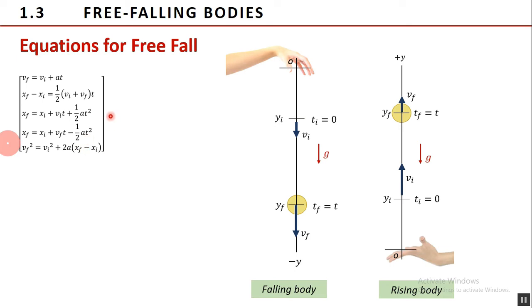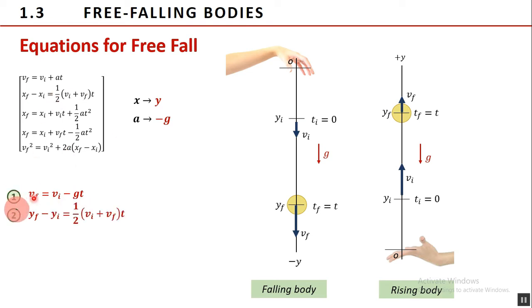It is very simple. Since a free fall follows a vertical path as it moves, we only change the position x to y. And the acceleration a will be changed to negative g. We put a negative sign beside g because g is always downward. Doing these things, equation 1 will become: final velocity v sub f is equal to the initial velocity v sub i minus gravitational acceleration g multiplied by time t.